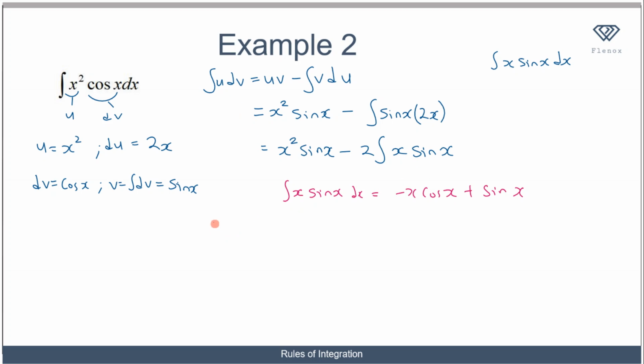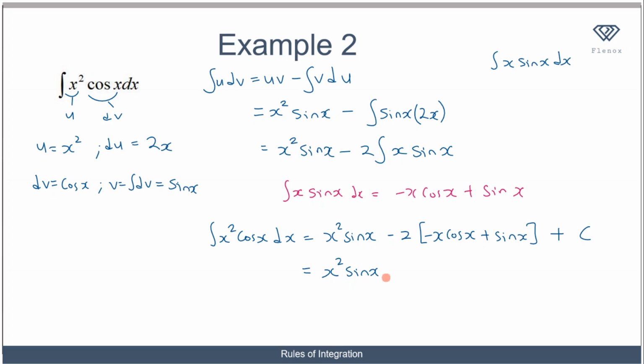So now our integral of x squared cos x dx equals what? x squared sin x, then minus 2 into bracket minus x cos x plus sin x. Then as usual, I add my constant of integration. So that becomes x squared sin x. When I expand, minus times minus gives me plus, so I have plus 2x cos x, and minus 2 times sin x gives me minus 2 sin x, then plus my constant of integration.